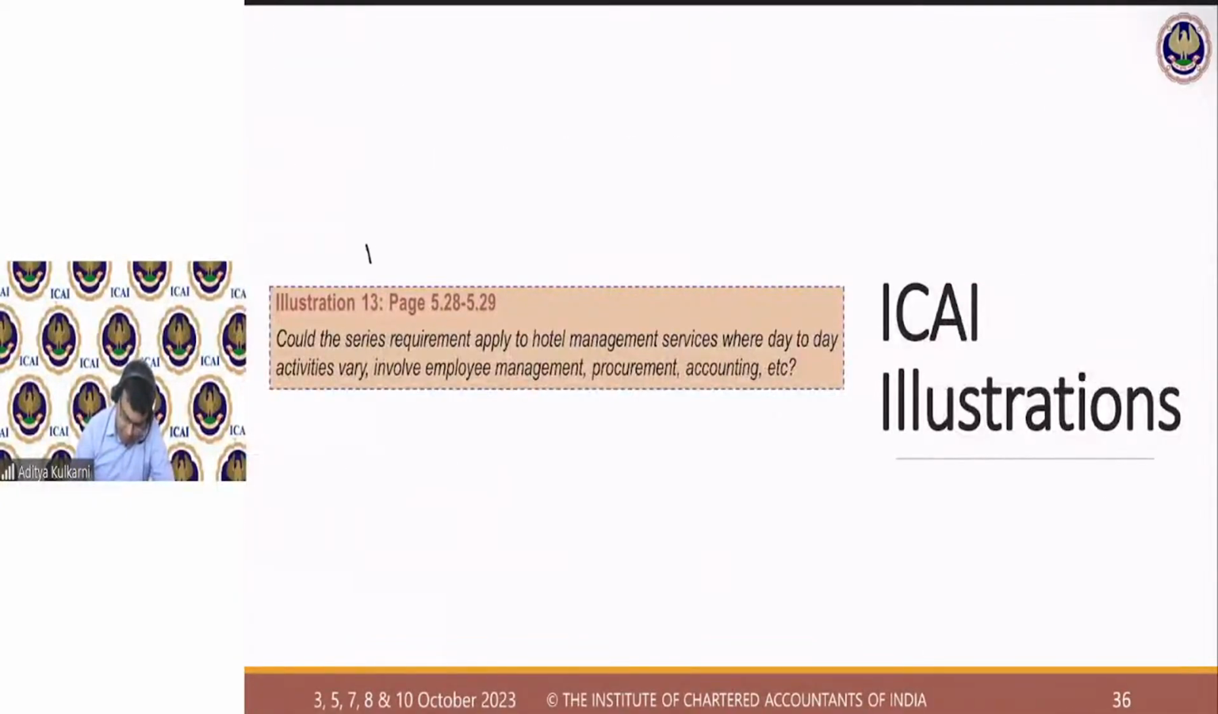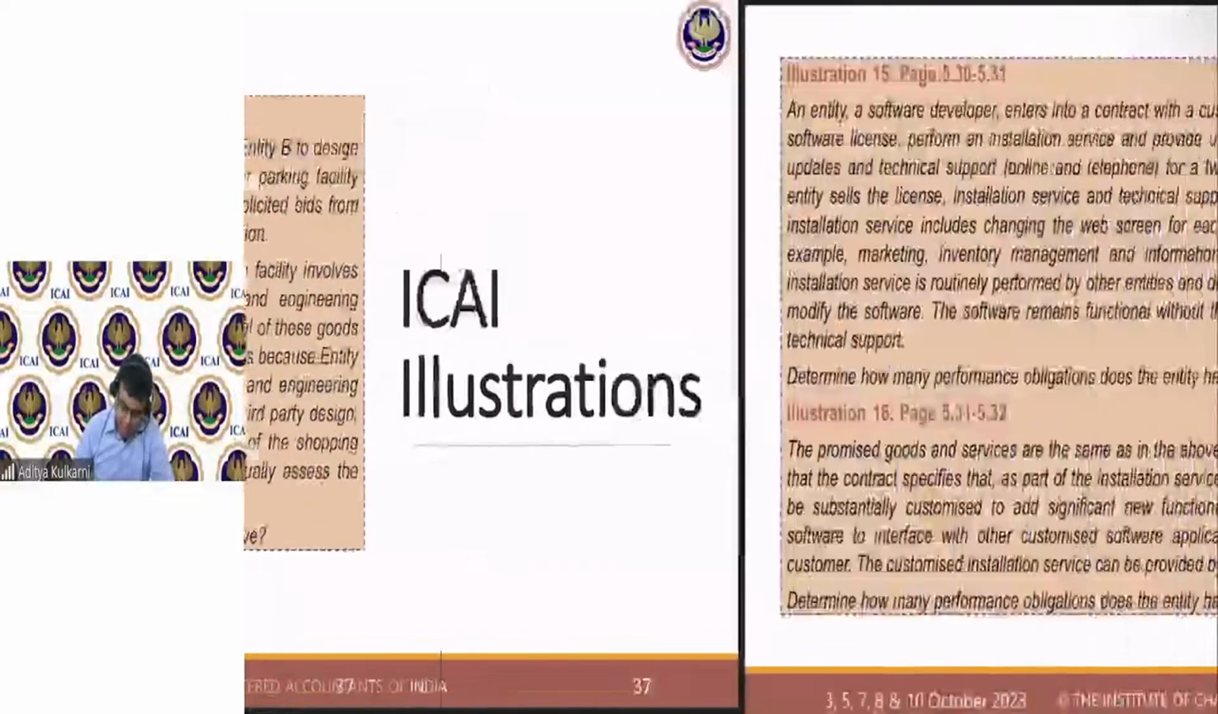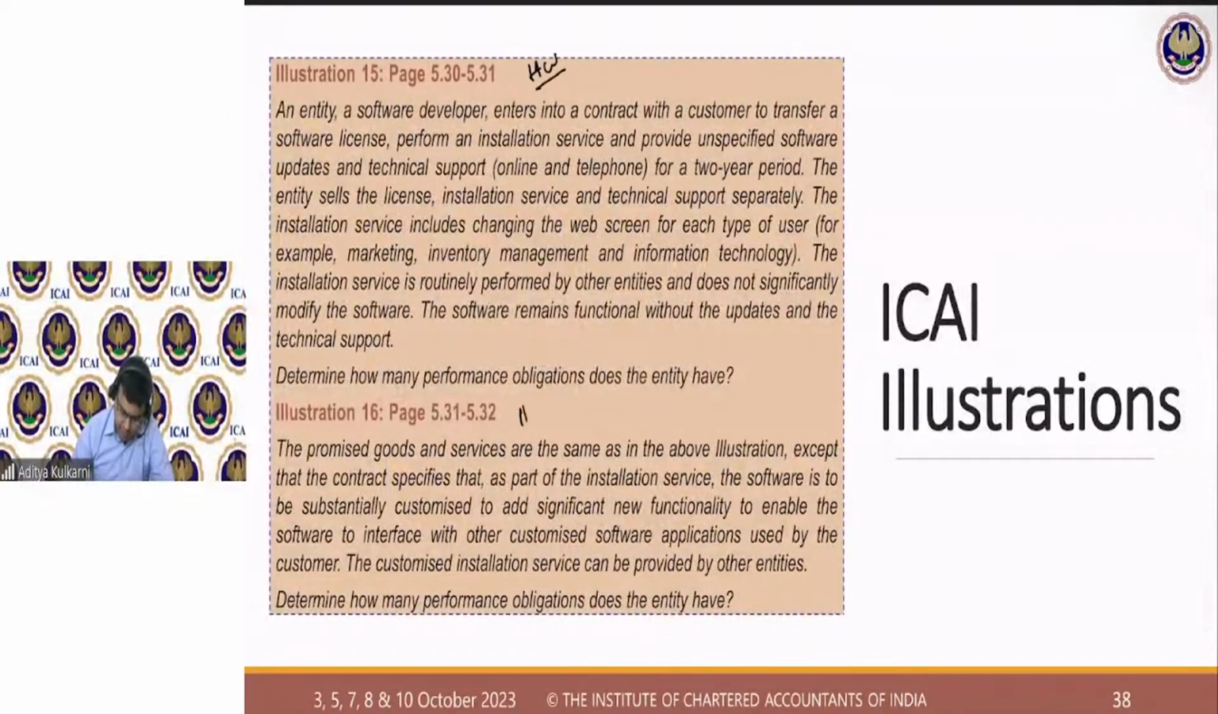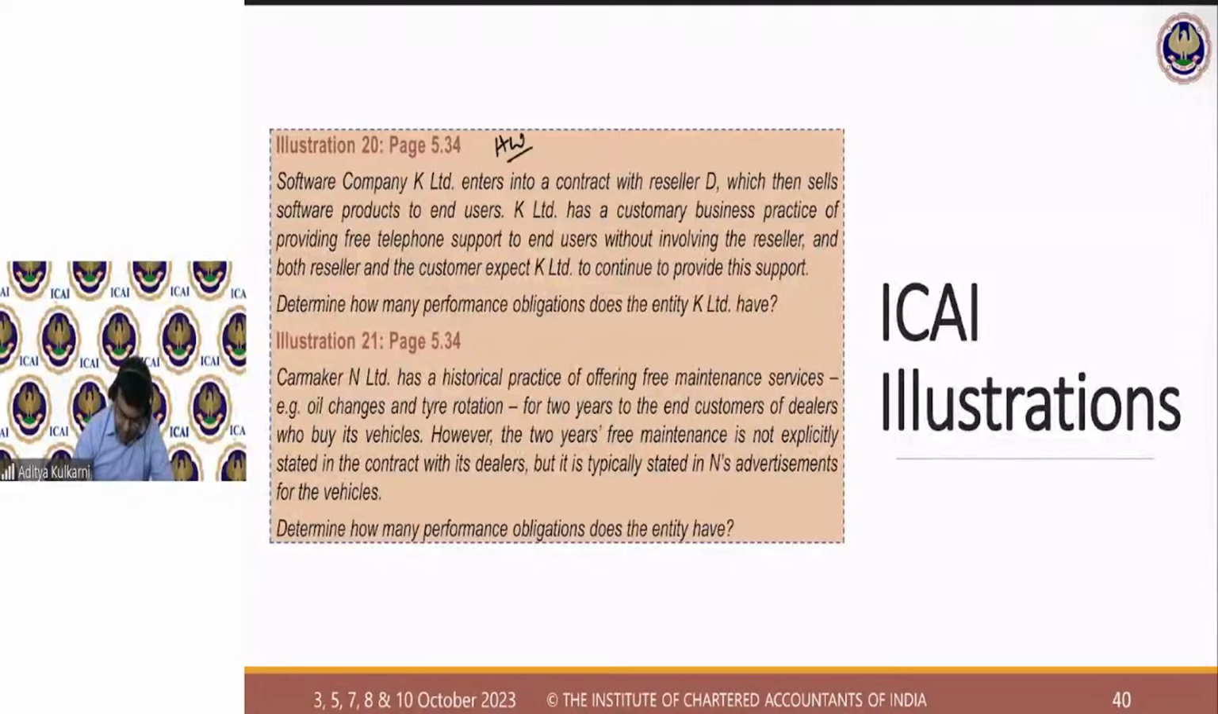Illustration 12, 13, 14, 15, 16, 17, 18, 19, 20, 21. Okay. Can you do these questions for homework? These illustrations? Yes. All of them are on similar grounds. All the questions are asking, determine how many performance obligations does the entity have.